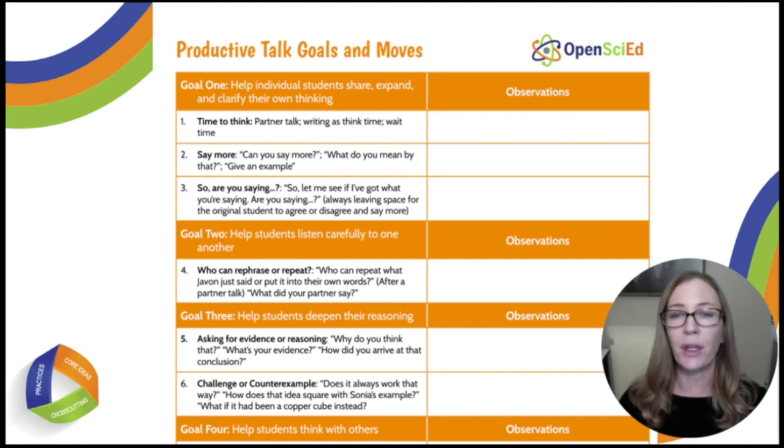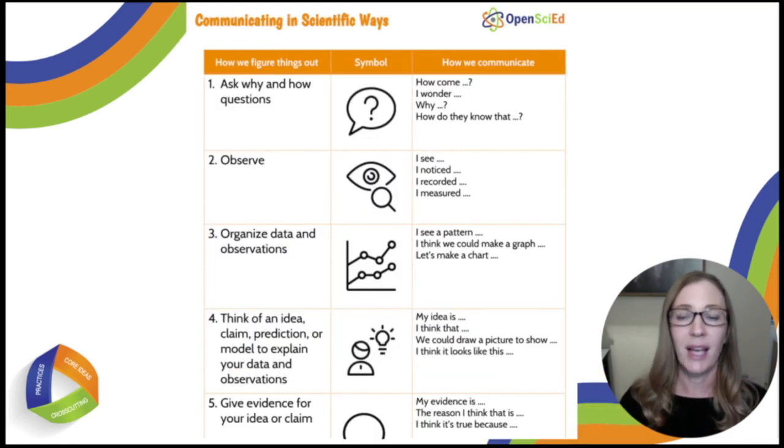So, the fourth goal is really to help students think with others. So, you might be asking them to add on to what someone else had said, or do you agree or disagree with this person? And then have them explain their thinking. So, these talk moves help you really facilitate that classroom discourse so that it's productive and you get to the goal that you want. So, this next resource is a resource for students.